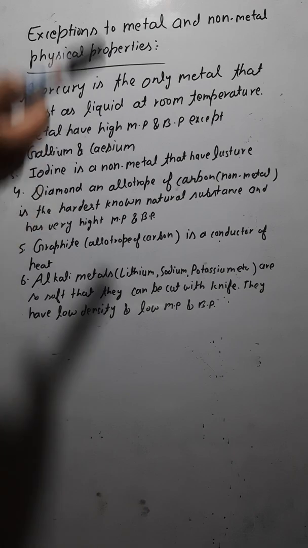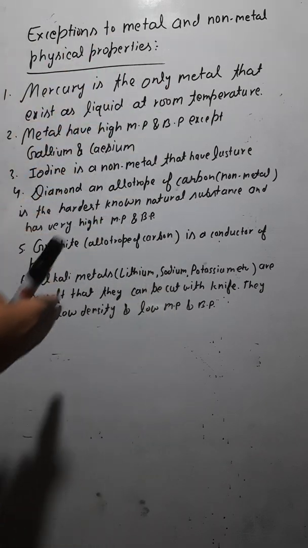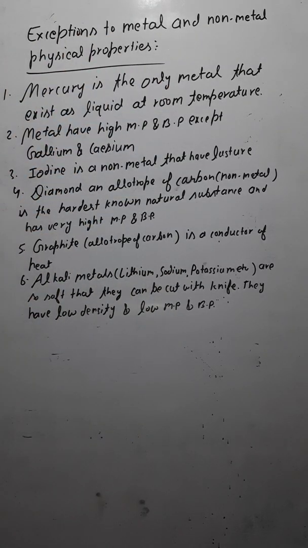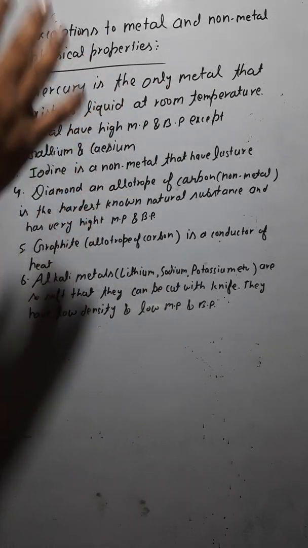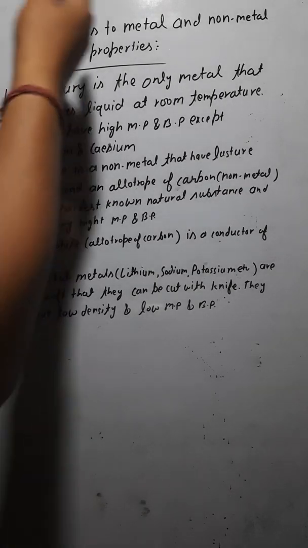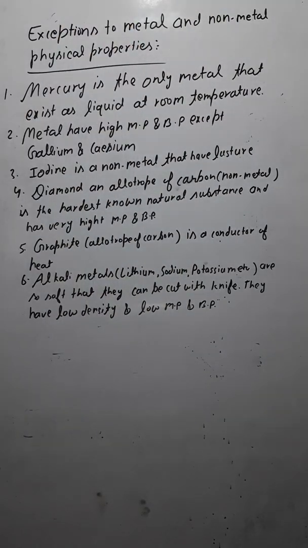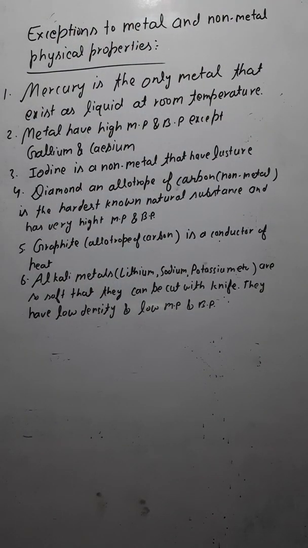We have already discussed the physical properties of metals, and we have already discussed the physical properties of non-metals also. Now we have some exceptions to metals as well as to non-metals, which are not following the physical properties of the metals and non-metals. Isn't it? Okay, so now let's move ahead.